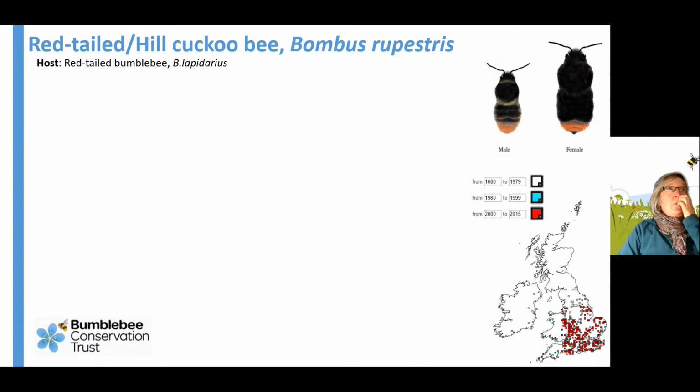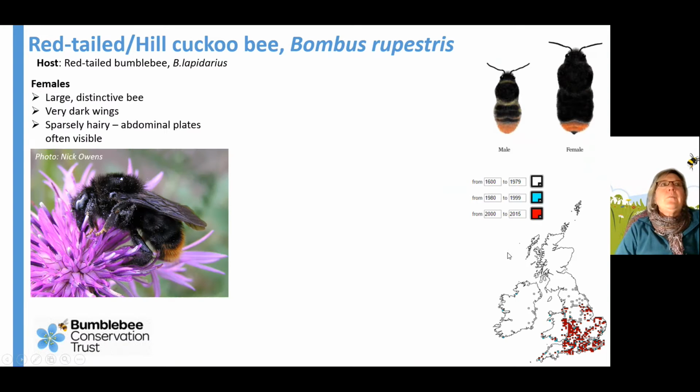Okay, so we're going to go into our last two species now. These aren't in a pair because they're quite different. The red-tailed cuckoo, Bombus rupestris, is very, very distinctive. And its host, as you might guess, is Bombus lapidarius. Again, a southern distribution for this species. The females are really distinctive, so they look very similar to their host species females, queens, but their wings in this species are very, very dark. You know, they will look black.